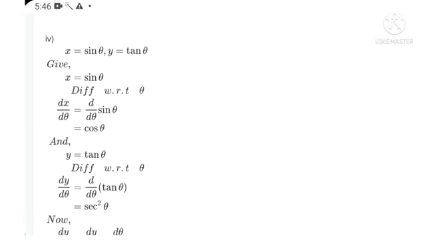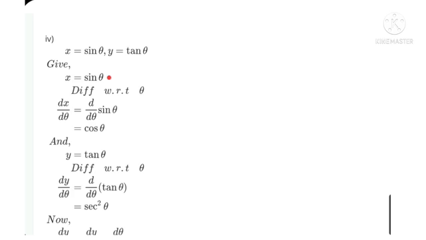Similarly, see the next example. X is equal to sin theta and y is equal to tan theta. Here, which parameter is present? Theta. So you first find dx by d theta from x and dy by d theta from y.